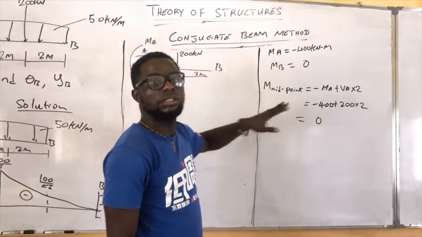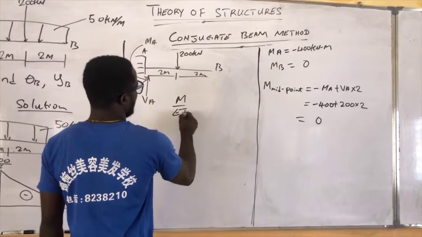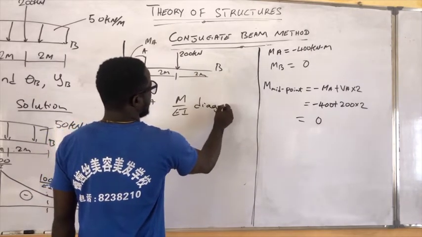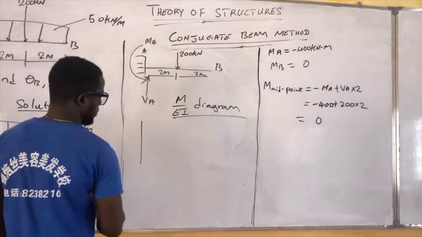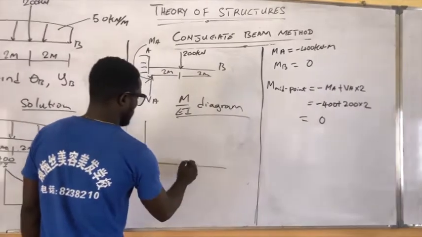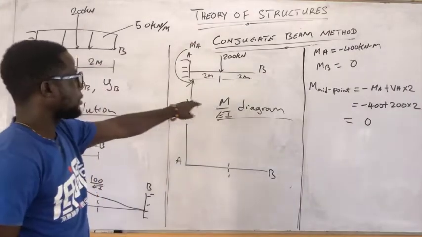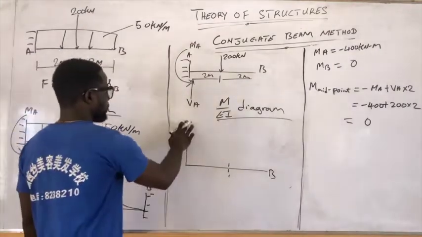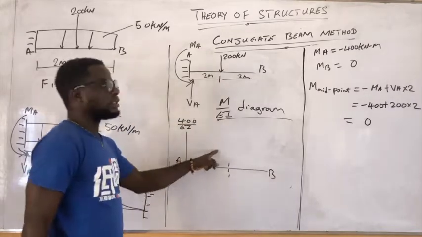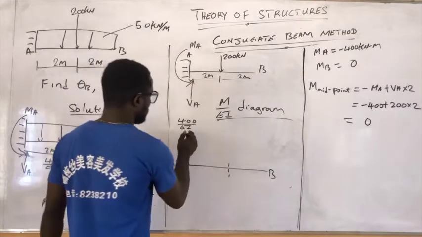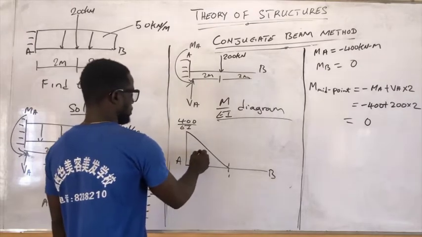Now, having gotten the points, let's draw the M over EI diagram for this. This is the midpoint. This is point A. This is point B. So we have that at A it should be 400, and at the midpoint it should also be 0. Then this is negative also.